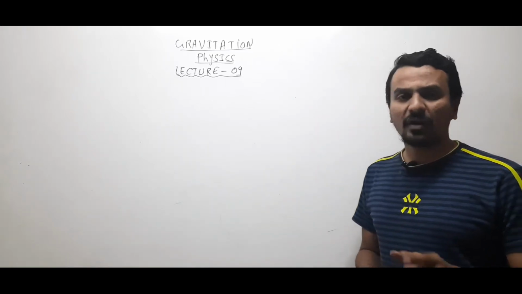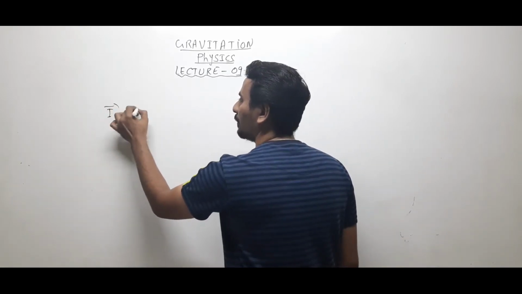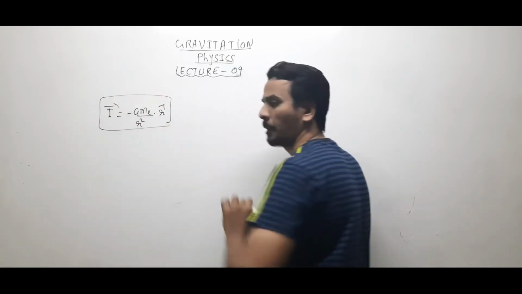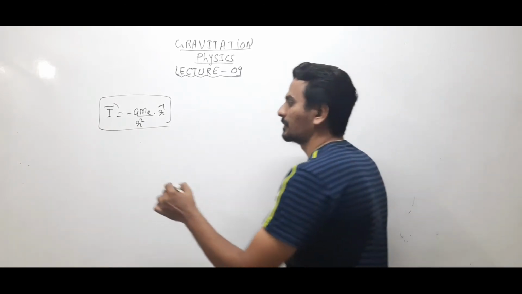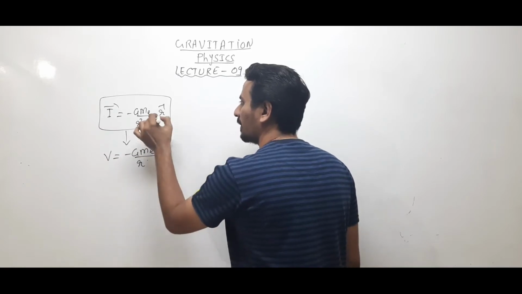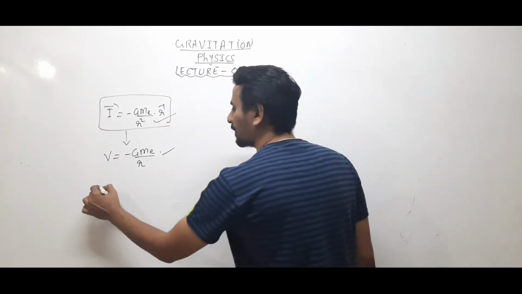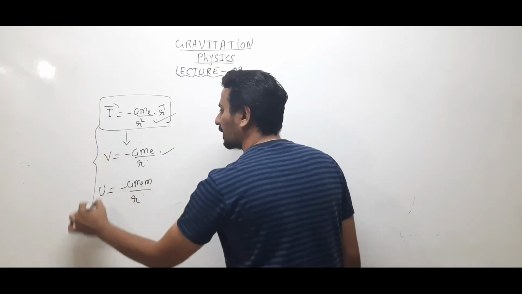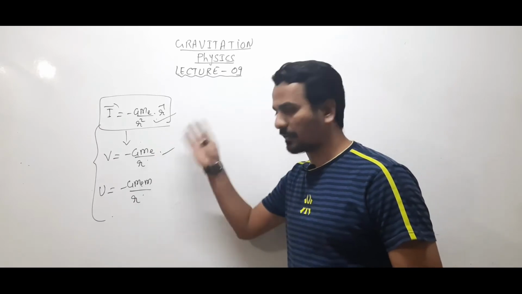In the gravitational field, we had derived the intensity of gravitational field, I equals minus GM upon r squared. This was the gravitational field intensity. Then we discussed potential, minus GM by r. This is a scalar quantity. And then we derived the expression for potential energy, which is minus GMm by r. So these are the things we had already discussed, and we have also solved the questions based on this.